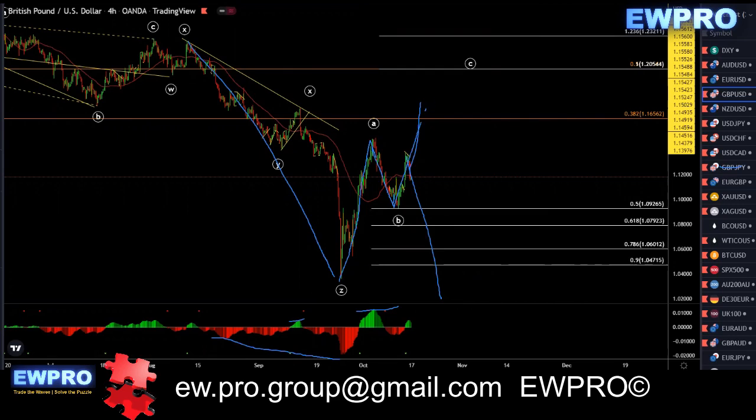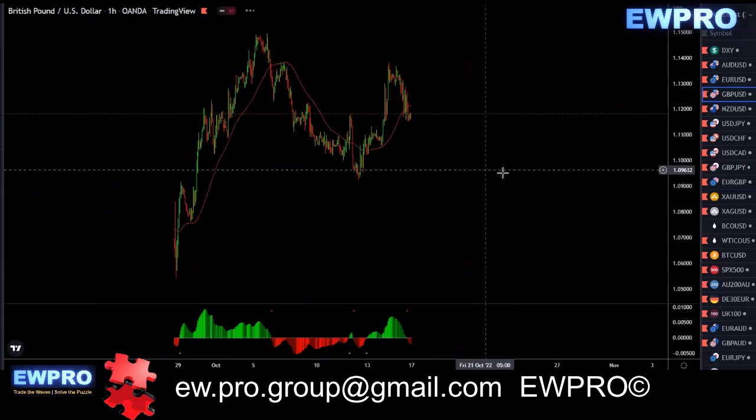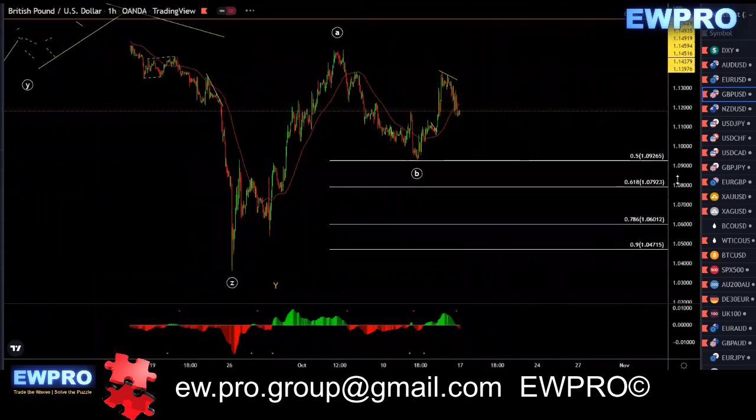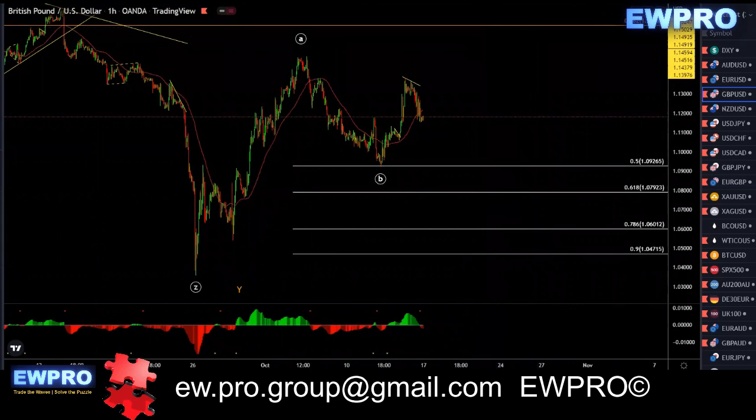But again, we have that bear hidden, so it makes it very difficult. A lot of the pairs had that bear hidden on the H4. This is becoming quite deep in here. On the H1, you can really only buy it. We got that high here.